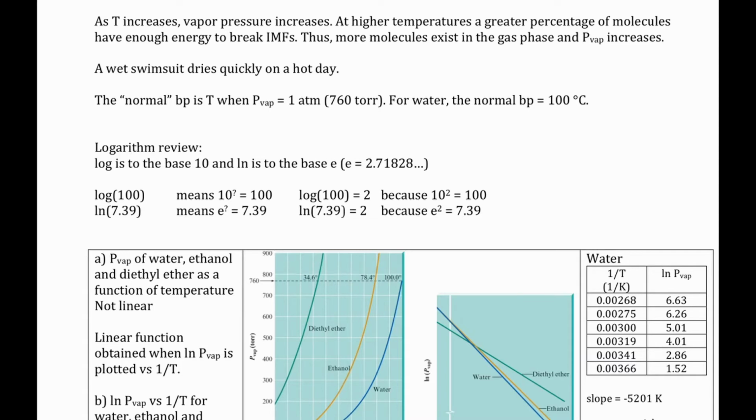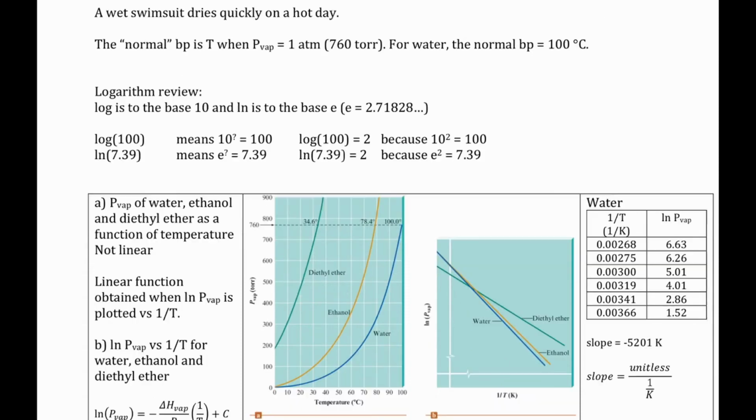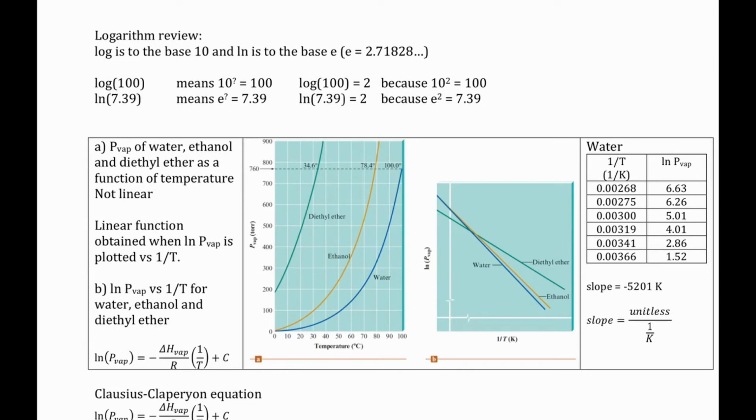The normal boiling point is the temperature when the vapor pressure is equal to 1 atmosphere, or we could say 760 torr. And we saw in the diagram, plus we know it already, for water, the normal boiling point is 100 degrees Celsius. All right, so in an example below, we're going to work with an equation that has a logarithm in it. So here's a quick logarithm review.